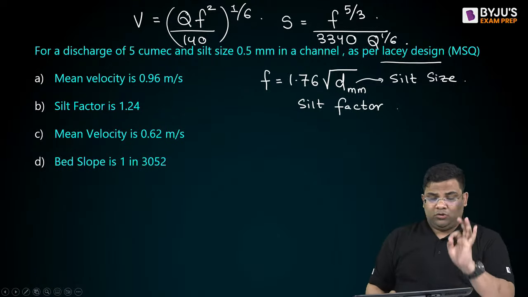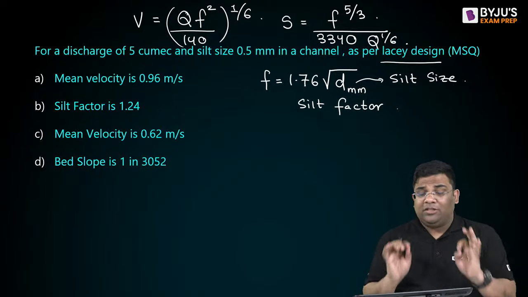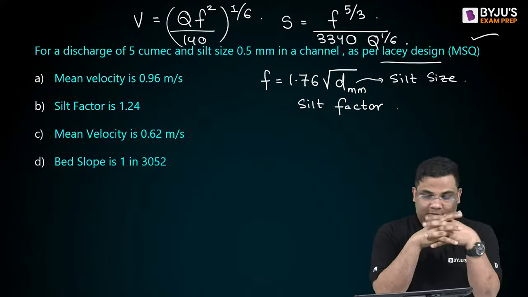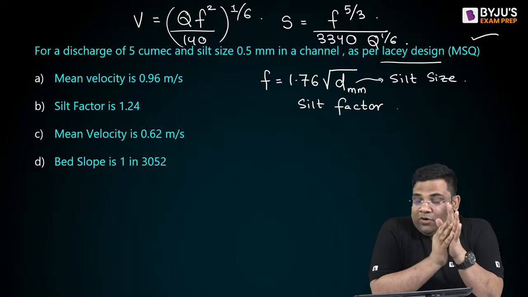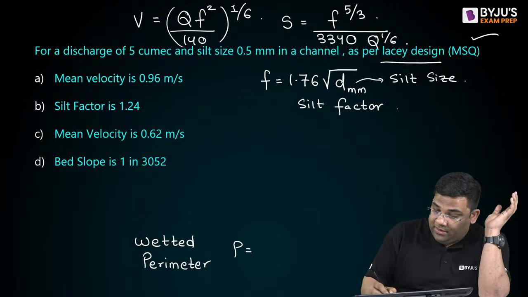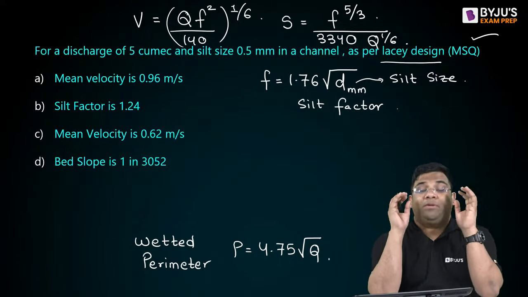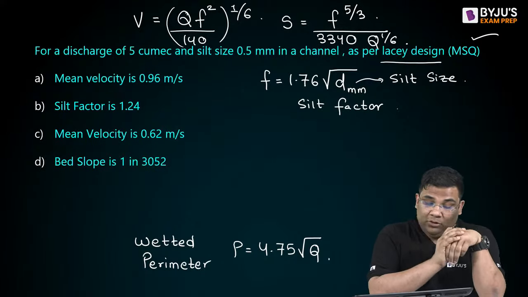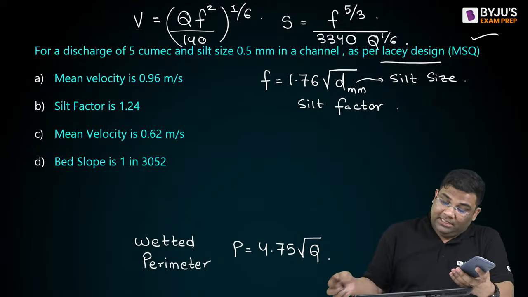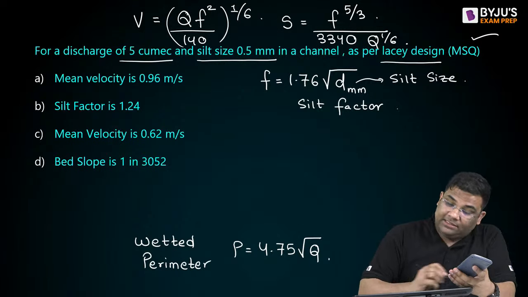So they have asked, just tell me using these formulas which of the options are correct, because it's an MSQ question. Please solve this question. Come on, start. Another empirical formula is there, the weighted perimeter. Obviously that is not asked here, but you have to remember all the empirical formulas connected to your Lacey design. But they have asked mean velocity, silt factor and bed slope. So tell me which is the right answer. The silt size is given, and this is discharge. Use them.